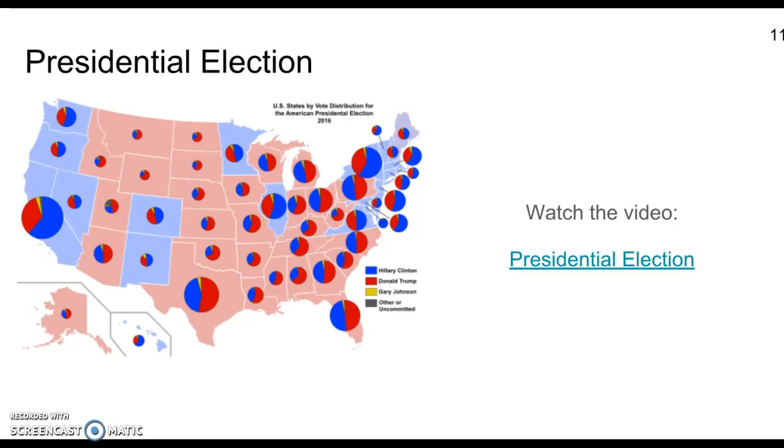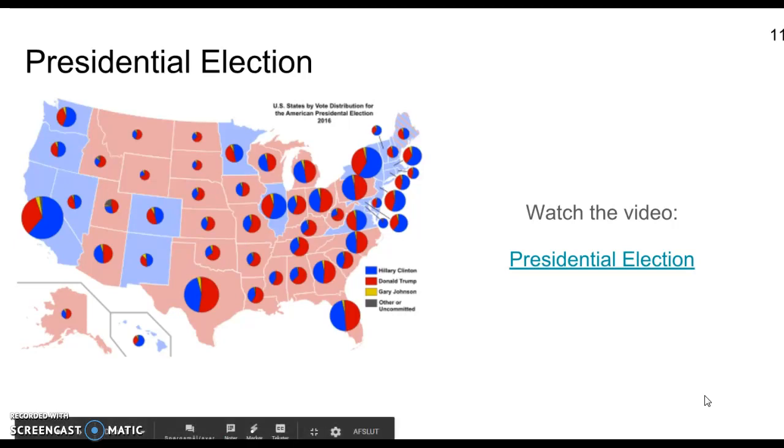The candidate who gets at least 270 out of the 538 total electoral votes is elected president. Now stop this video again and watch the video presidential election, and then come back. See you soon.